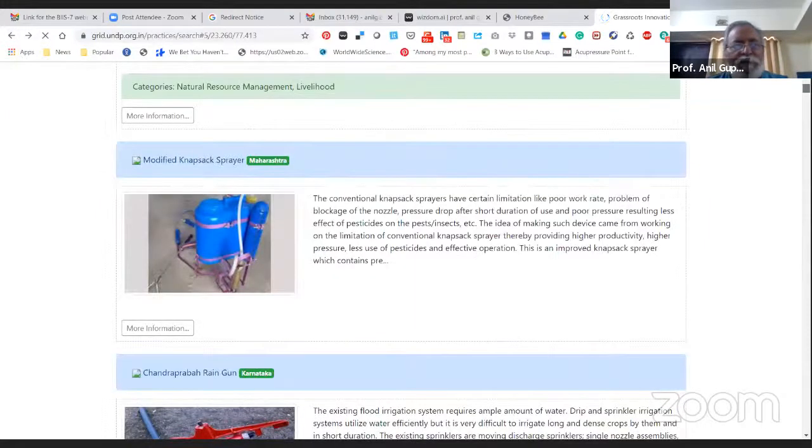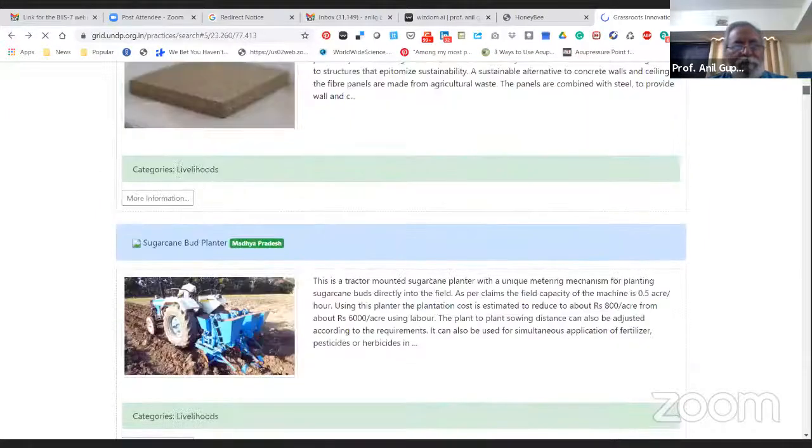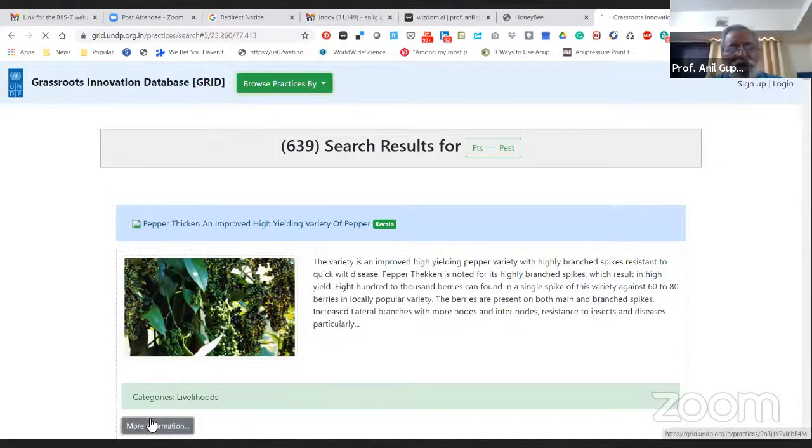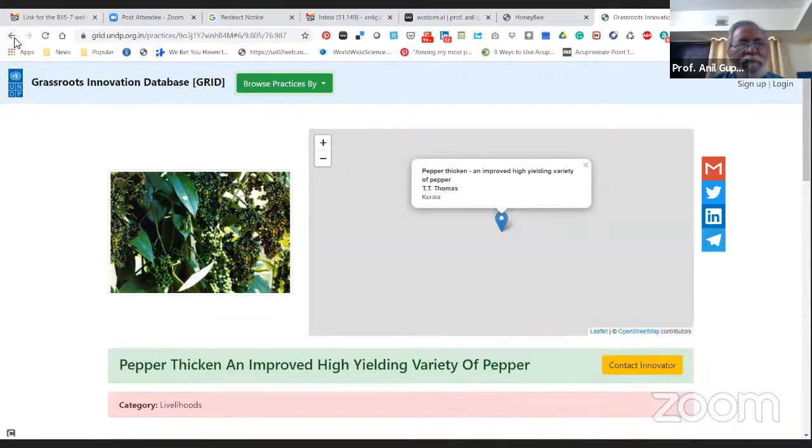That is, there's a sprayer, there's a blood planter, let's see. Pot borer. So let us see. Sorry, this I've already seen.